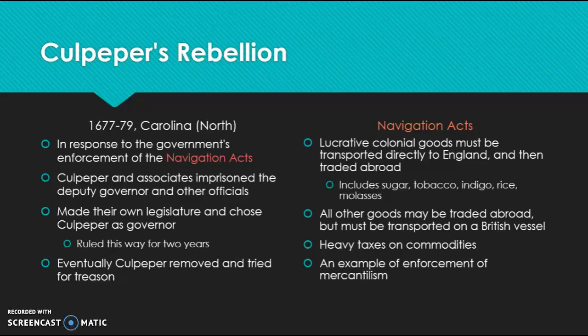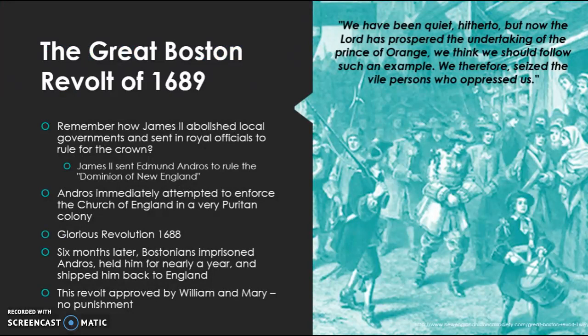Okay, let's move along to the next one here. Great Revolt of Boston. Okay, so James II is king at this point. You'll remember him. He was king after Charles II. And James ended up being removed in the Glorious Revolution because he was deemed to be an unfit ruler. And one of the things he had done to make the colonies mad was to send in crown officials to rule different colonies. And so James II sent Edmund Andros to go rule New England. And Andros was not a liked guy.